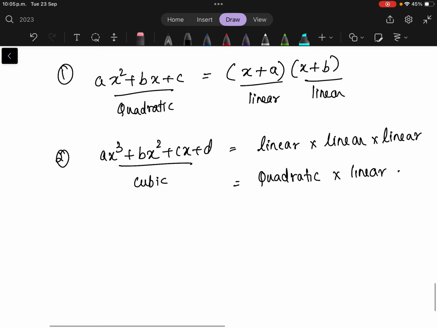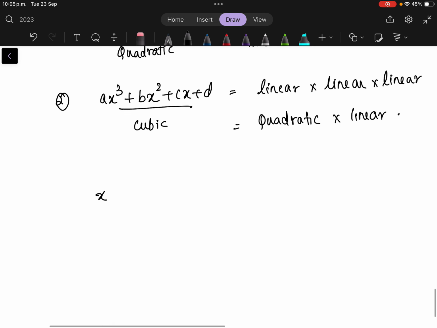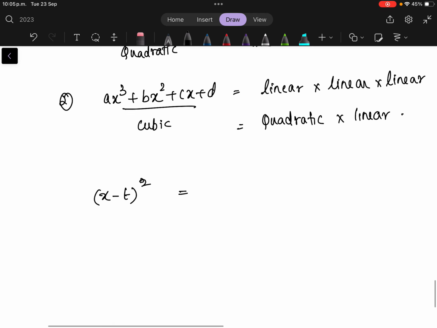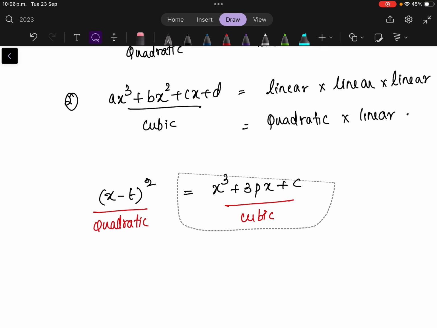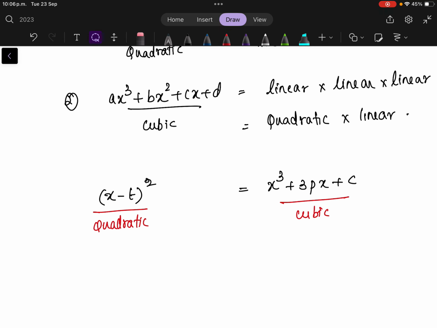So now if you take the case of this question, (x − t)² is a factor of x³ + 3px + c. So this is a quadratic and this is a cubic. Let me write it a little this side so that I can mark it here. There is a quadratic here and a cubic here. So what it means is there can be something else here, and that will only be a linear term, because quadratic and linear will be multiplied into a cubic.